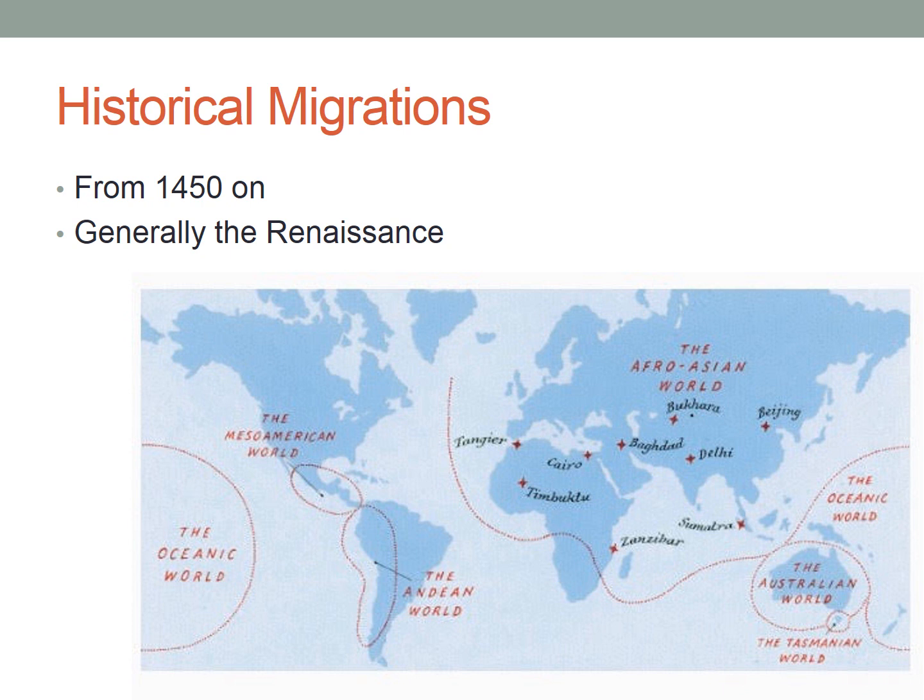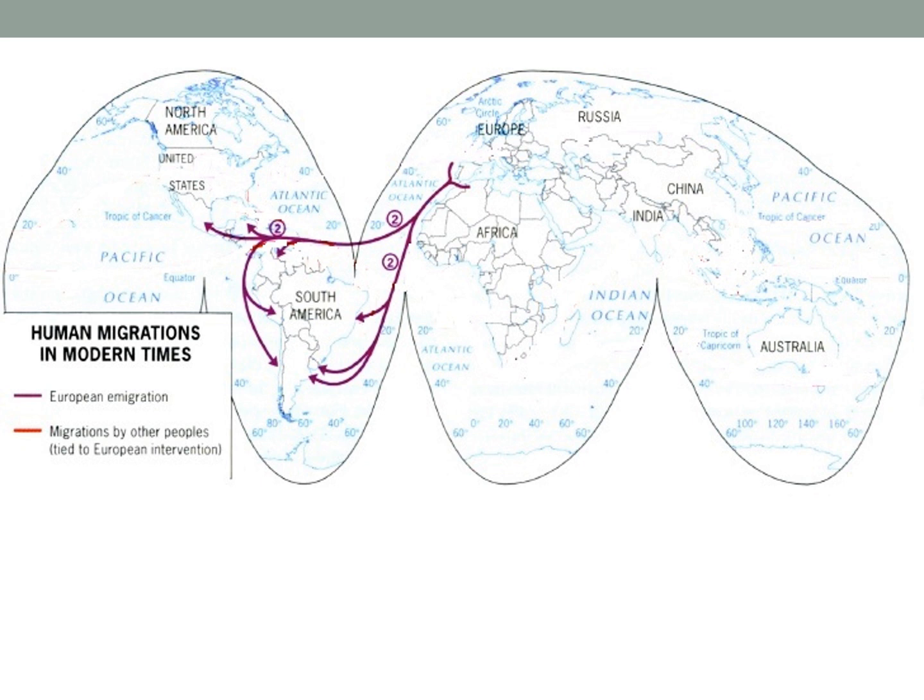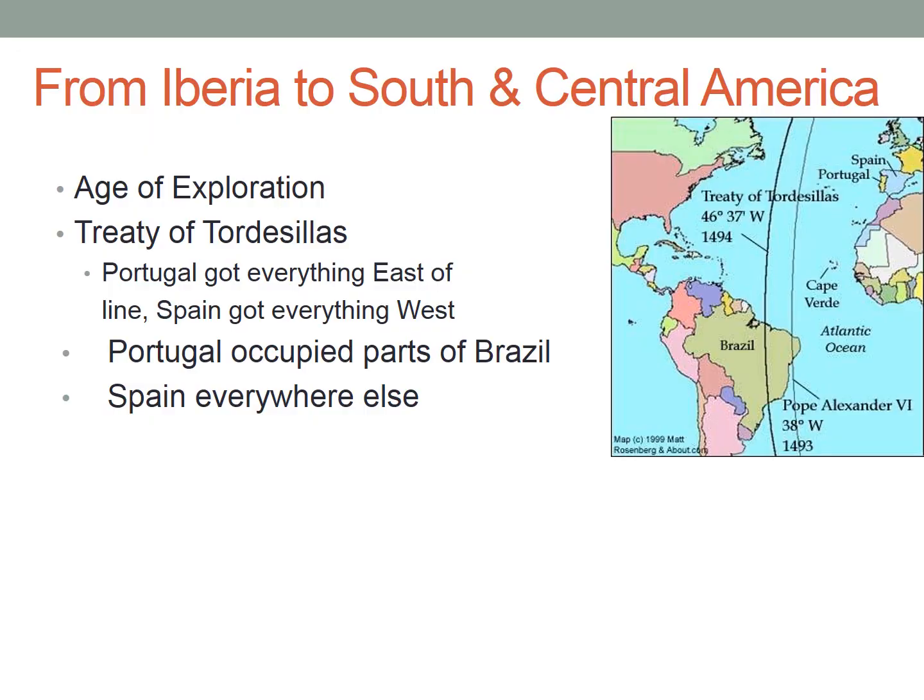So let's take a look at some examples. The first of the migrations that we're going to look at is from the Iberian Peninsula to what is now Latin America. From Spain and Portugal, the countries of the Iberian Peninsula, many hundreds of thousands of Europeans emigrated to Middle and South America. Now this begins what is known as the Age of Exploration, with Columbus, air quotes, discovering the New World in 1492.